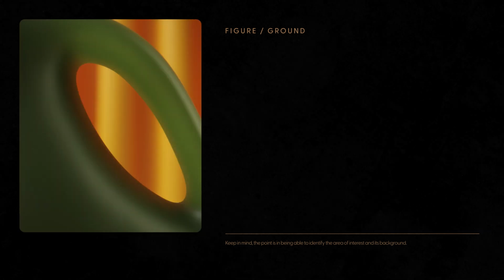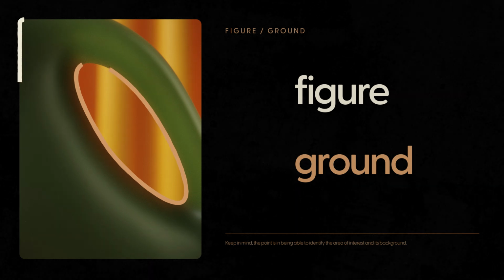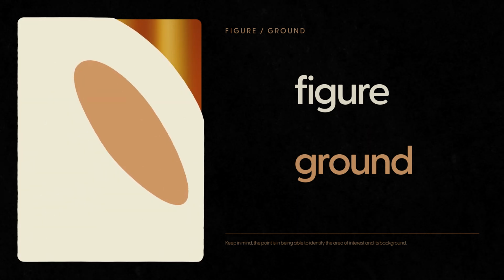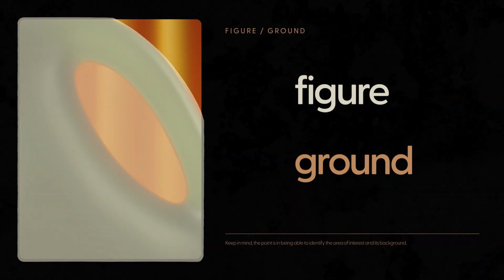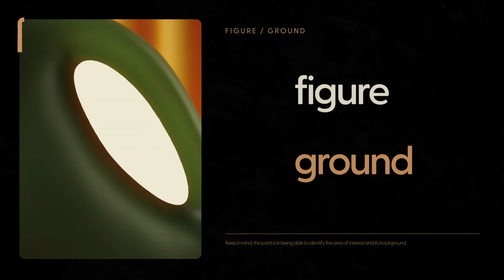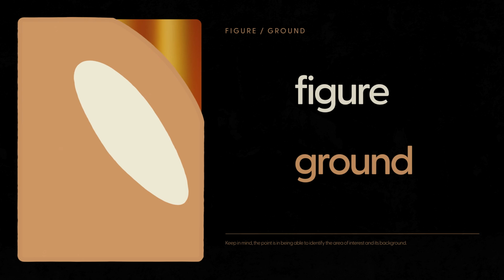Okay, how about this example? With the proper context, you can know for certain that the bottle is still the figure and the ground is, well, the curtain this time. But as a standalone image, you may say that this oval shape here is the figure and the yellow space now is the ground. That could very well be valid.